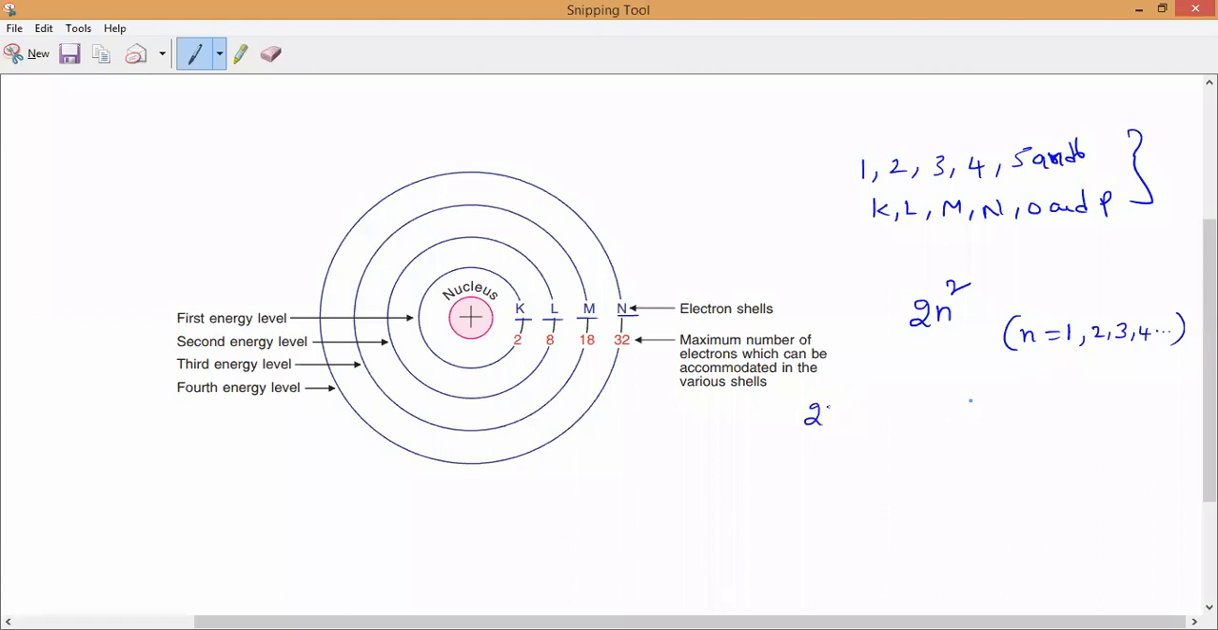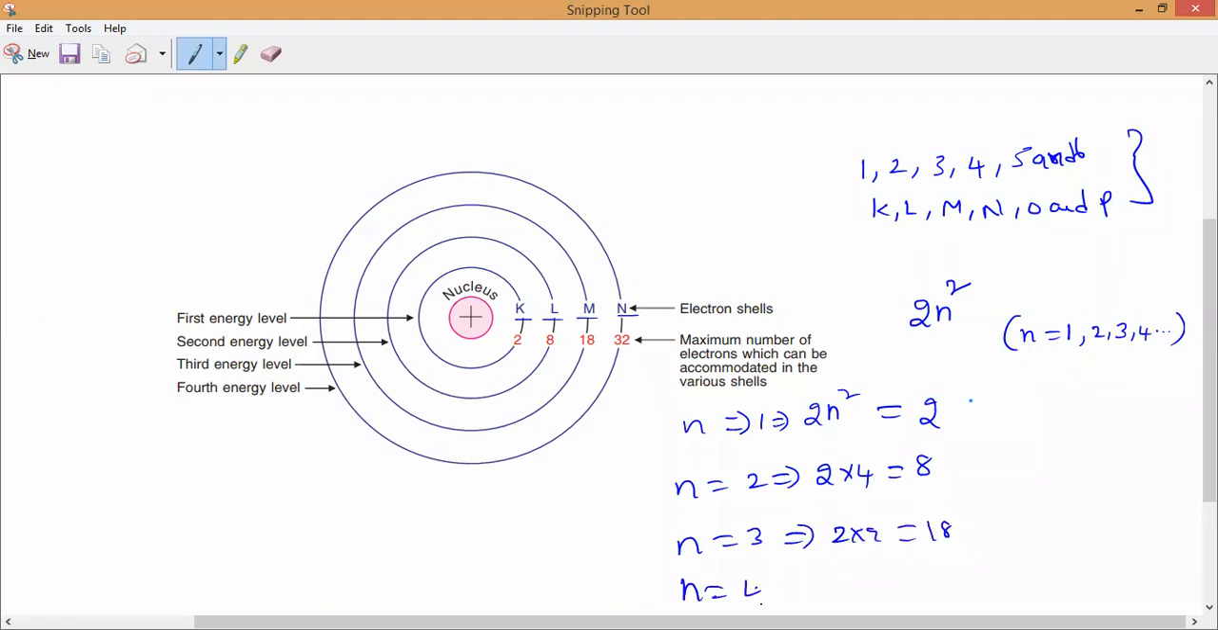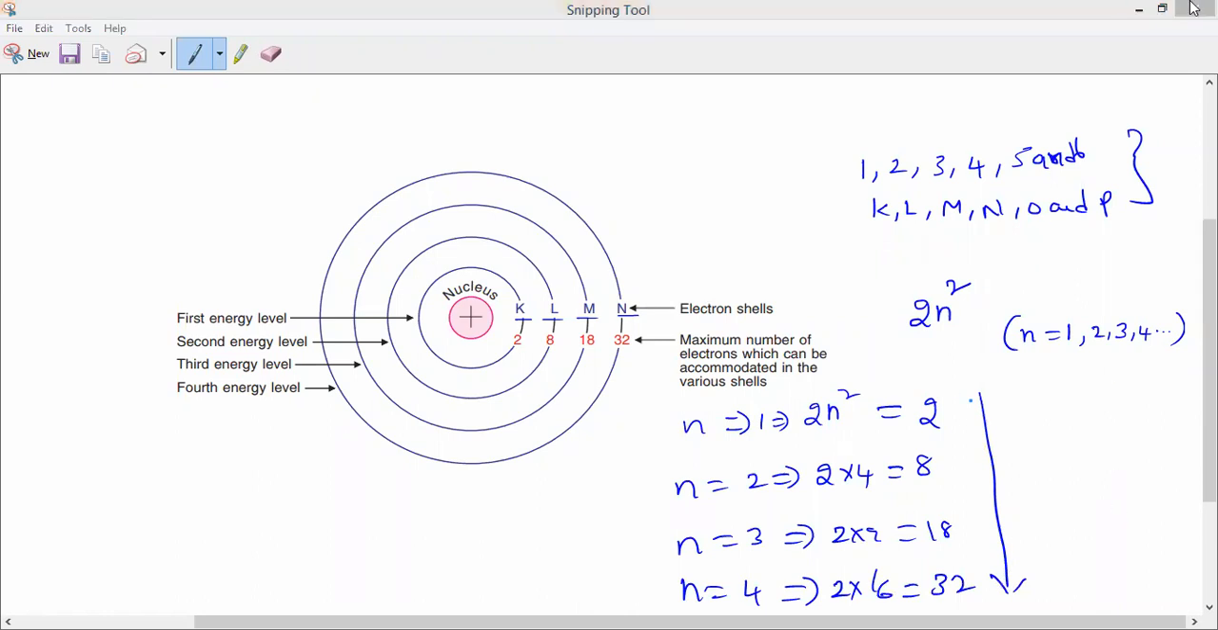So if you substitute in 2n square, if n is equal to 1, how much will come? 2. If n is equal to 2, we get 8. If n is equal to 3, we get 18. And in the same way, n equal to 4, we get 32. We already did this. Is it yes or no? We have already done this. Correct? Yes, sir.